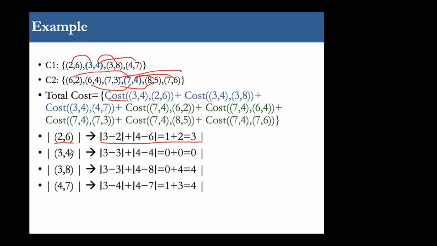Similarly, 3, 3 to itself, so it will always be 0. Then 3, 8 to 3, 4, because 3, 4 is the cluster center, it is calculated as 4. And similarly 4, 7 to 3, 4, which is the cluster center, we get this value 4. The pure Manhattan distance we get as 4. This is for the first cluster.